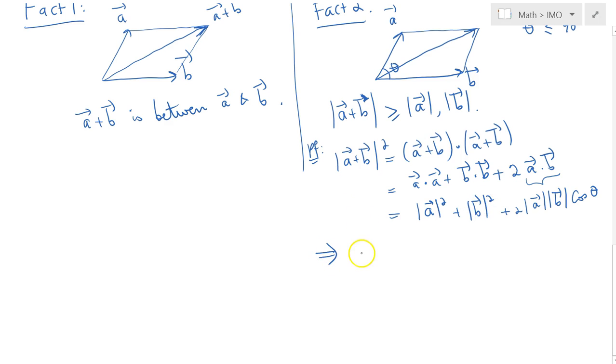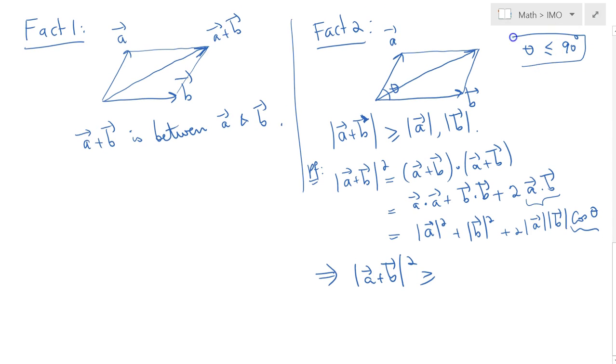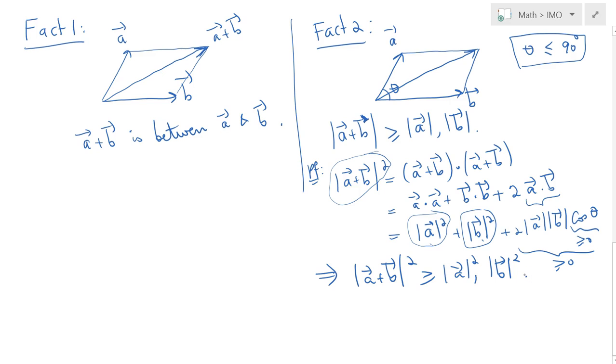But then it is obvious that the left hand side, namely this expression here, is greater than or equal to the rest, since when the angle is less than or equal to 90 degrees, the cosine is greater than or equal to 0. As a result, the whole cross term is greater than or equal to 0. As such, the left hand side should be greater than or equal to both components. And that finishes the proof of the second fact as well.